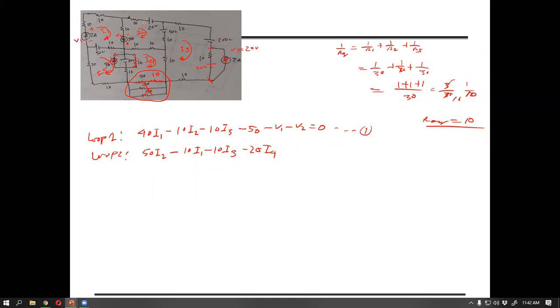Therefore minus 20. Voltage from plus to minus. Why is it 20? Plus to minus. If minus to plus then minus, if plus to minus then plus. So plus 20, plus 2, then also plus 50. Plus 50, and another voltage, this also plus, minus V2.